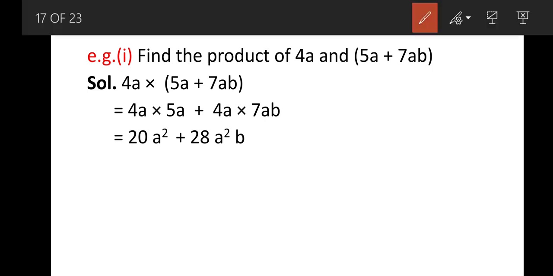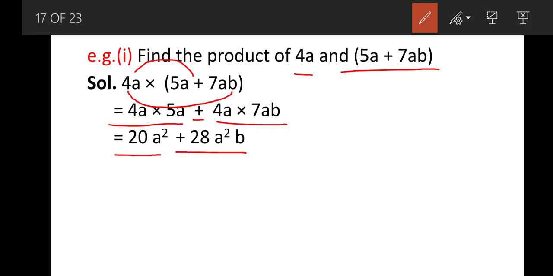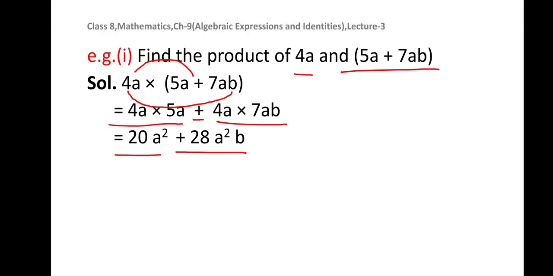These are the steps. This is a monomial and this is a polynomial. As I told you, you need to apply the distributive law. So 4a is to be multiplied by 5a first, I have written here, plus sign, 4a is to be multiplied by 7ab, that is 4a into 7ab. So it will be 20a square plus 28a square b. This will be your answer.